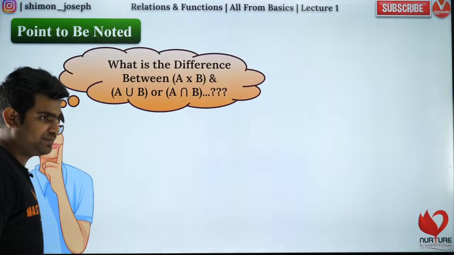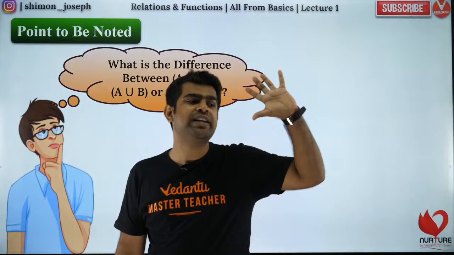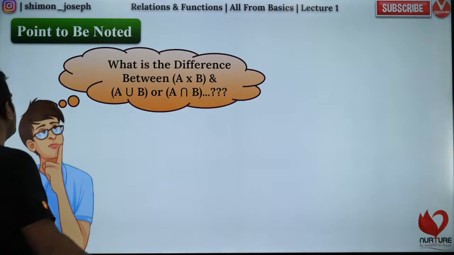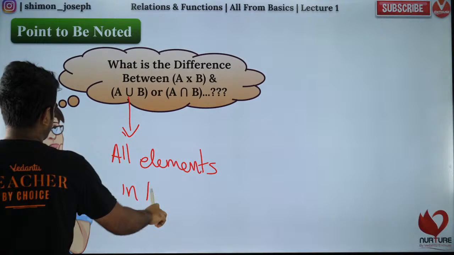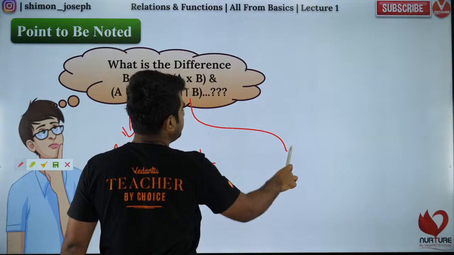First of all, what is the difference between A cross B and A union B and A intersection B? A union B means it has all elements in A and B. You will put all elements in A and B, combine them, you will get A union B. What is A intersection B? It is just the common elements.